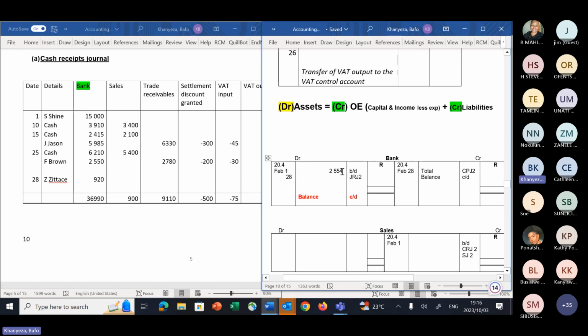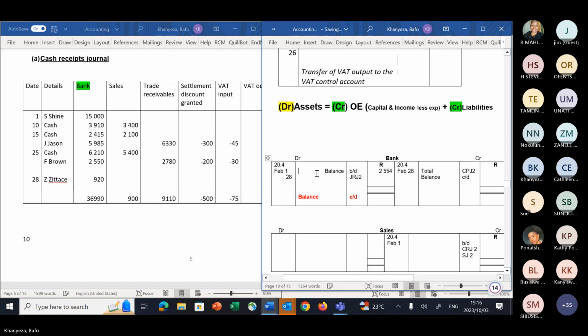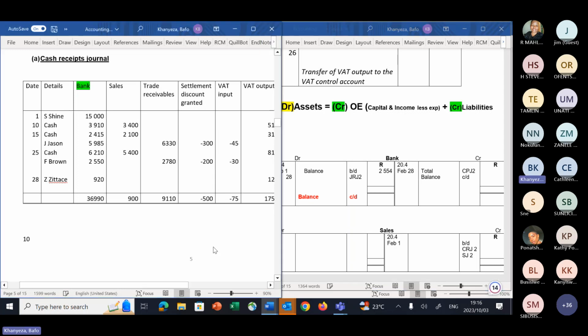This should have been. So the amount is here. And so this is the balance. This was the balance.